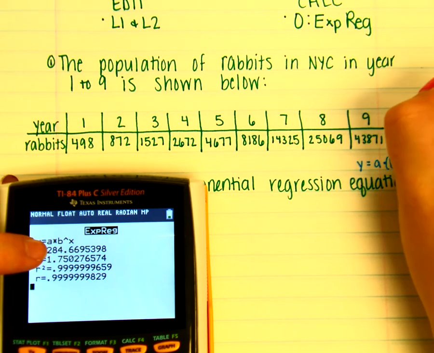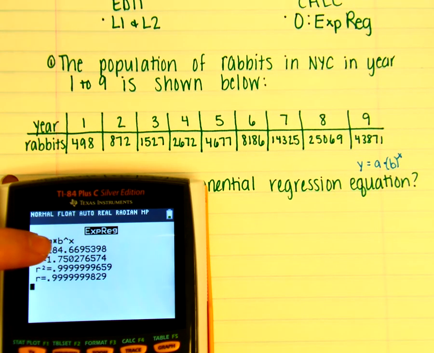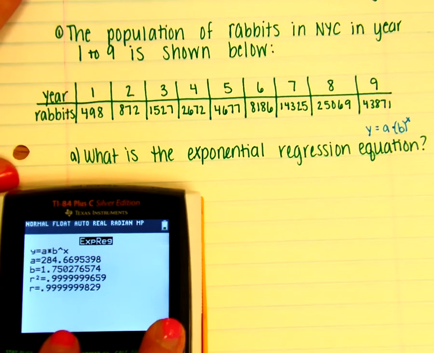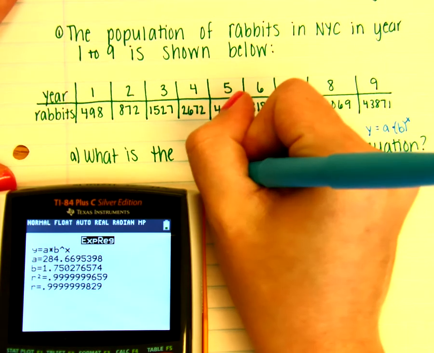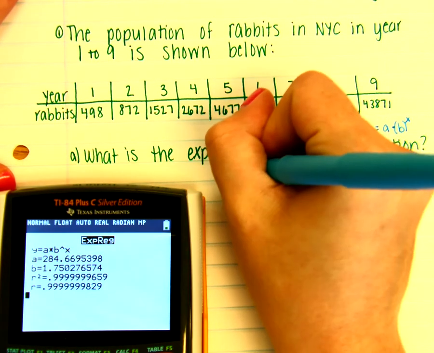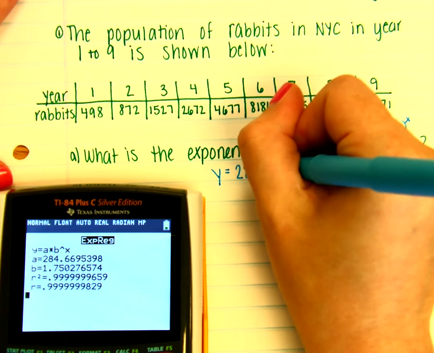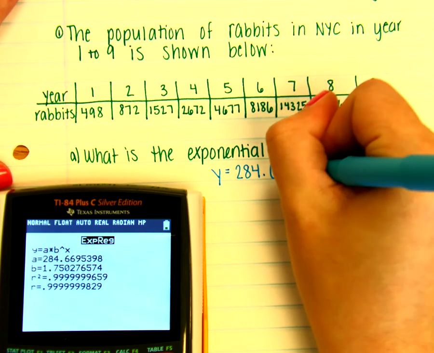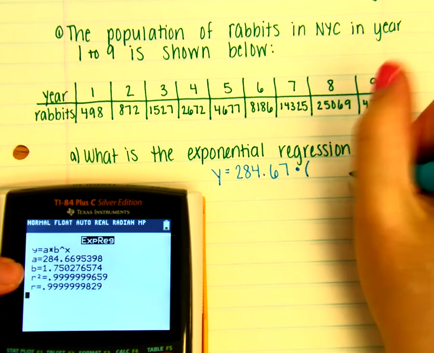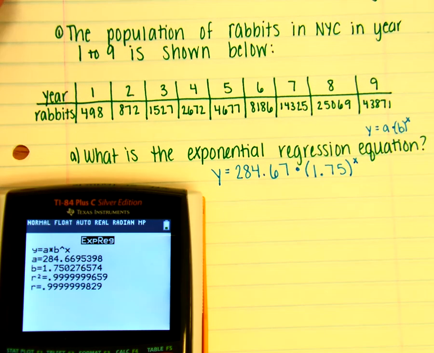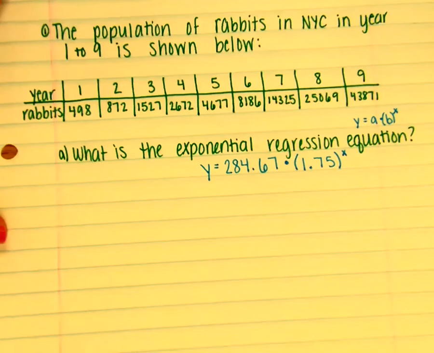So we're going to plug in here, and we want to make sure that when we plug this in, we put that B value in a parenthesis. Okay? If you want to put the A value in a parenthesis too, you can, but you need to at least have the B value in parentheses. So y equals 284.67, let's do 2 decimal places again, times, in parentheses, 1.75, close parentheses, to the x power. So that's how we find our exponential regression equation.